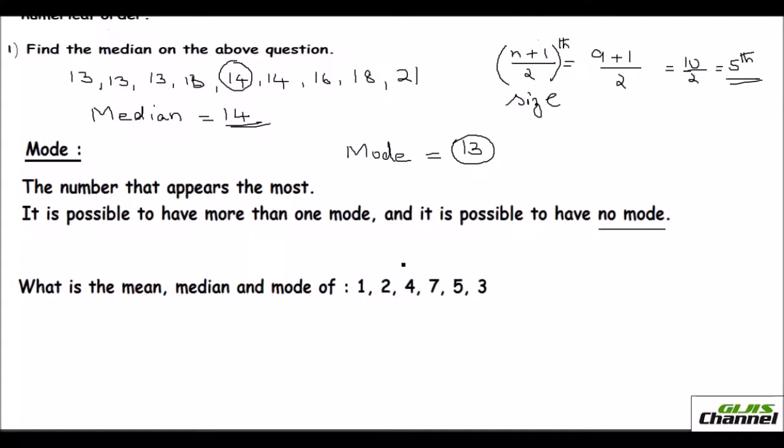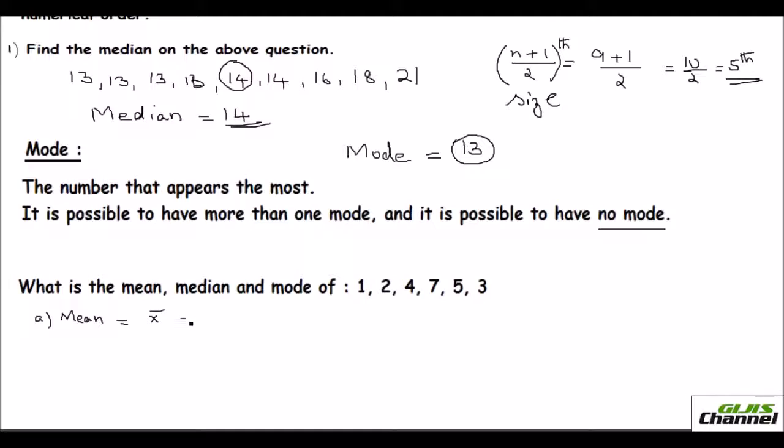Now, I've just taken another example just to make it clear for you. Here are a few numbers given. Let us find the mean, median and mode of this set of data, okay? So the first one I'm going to find is the mean. So you know mean is x bar, right?